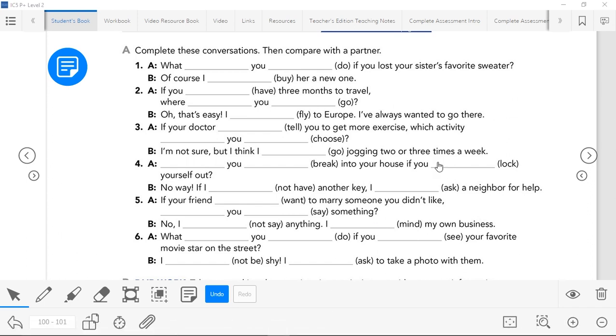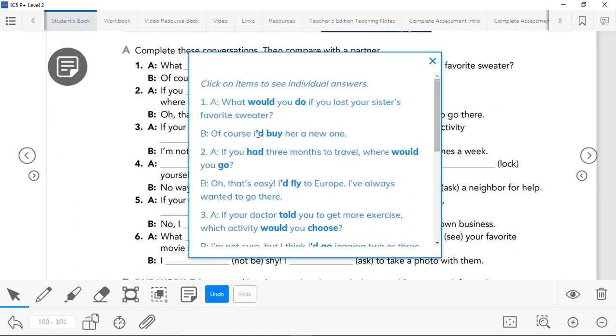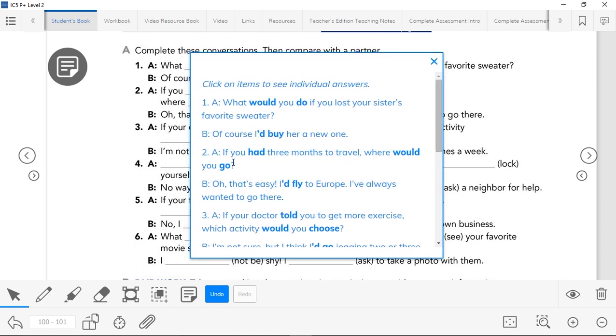Okay, you finish? Let's check. Okay, so number one, what would you do if you lost your sister's favorite sweater? Of course, I'd buy a new one. Or I would buy her a new one. Both of them are correct. Apostrophe D means would. If you had 3 months to travel, where would you go? Oh, that's easy. I would fly to Europe. I've always wanted to go there.